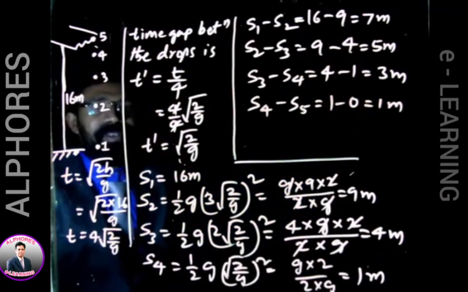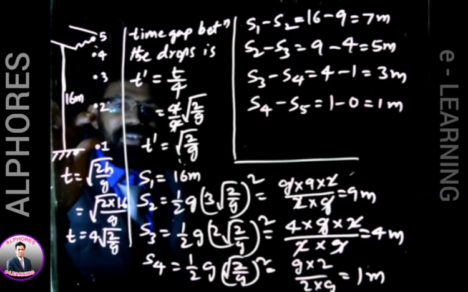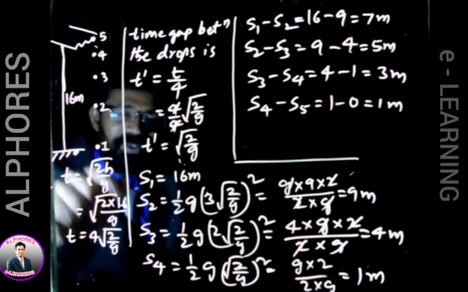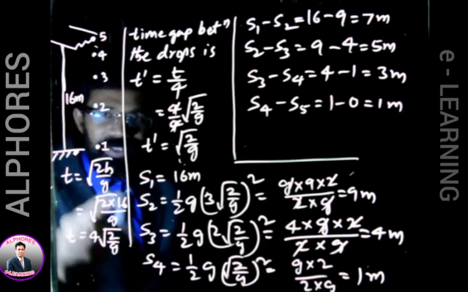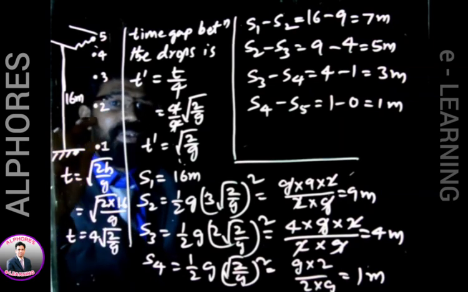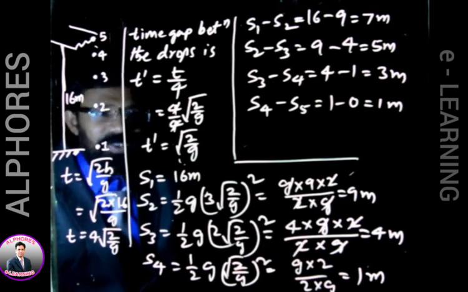Okay. So that's why I asked you to maintain the distance of separation increasing as the drops are falling down. So the distance of separation between two consecutive drops is not the same. What is the same? The time gap between two consecutive drops is the same. Okay, so this is how you can handle it.